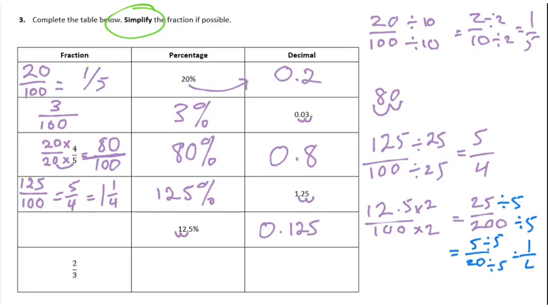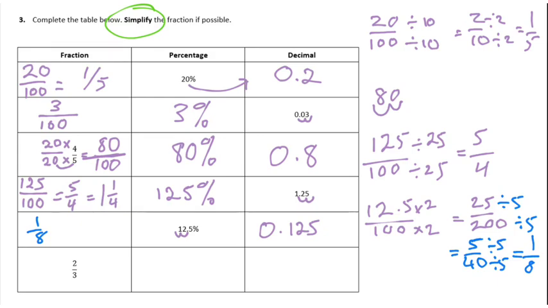Sorry, hang on, I've made a mistake in here. Let me go back. 200 divided by 5 is not 80. Sorry, 40. I'm having a bad day. 200 divided by 5 is 40. So now when I divide both top and bottom by 5, that's going to give me 1 over 8. So there's my answer there, 1 over 8.